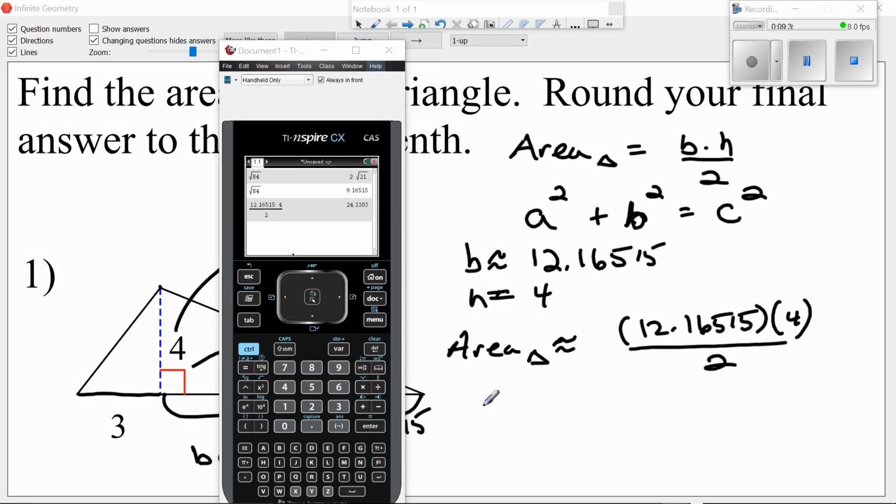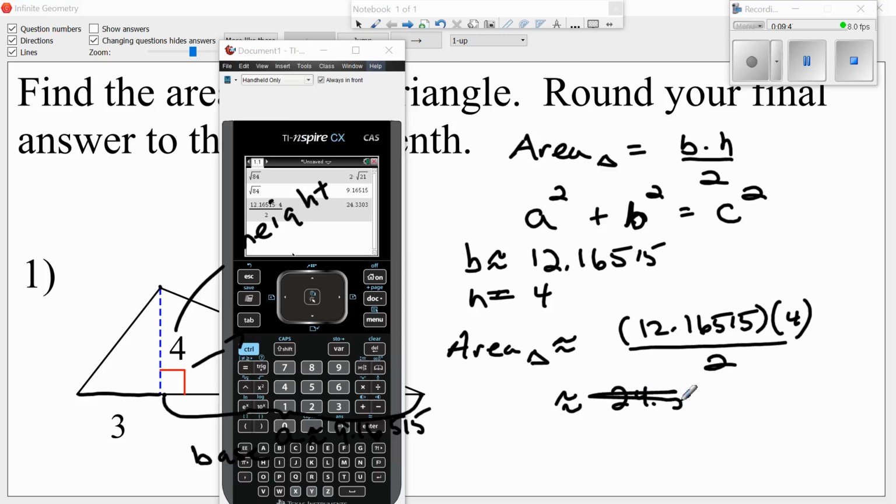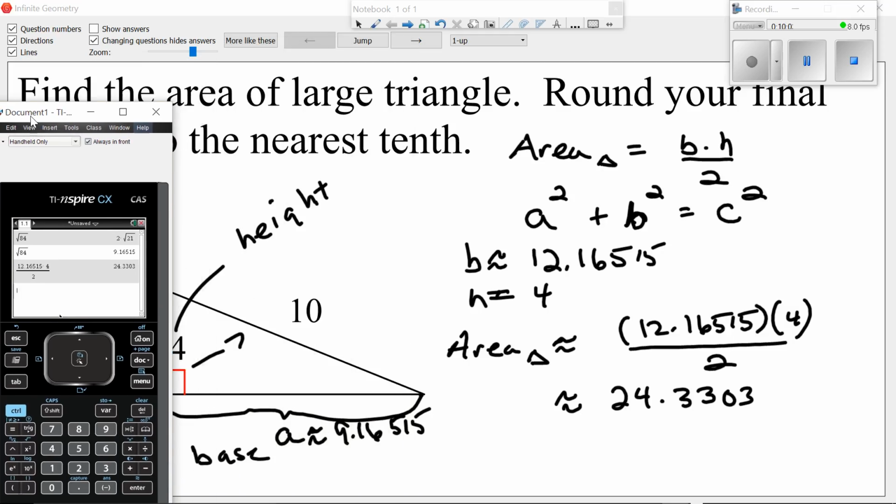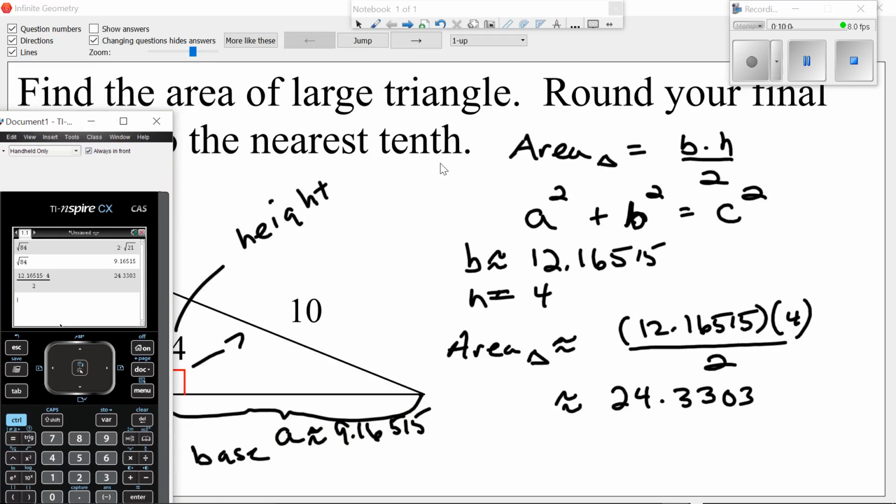My area of this triangle is approximately equal to 24.3303. My instructions say to round the answer to the nearest tenth, the final answer. This is my final answer, so I am going to round it.